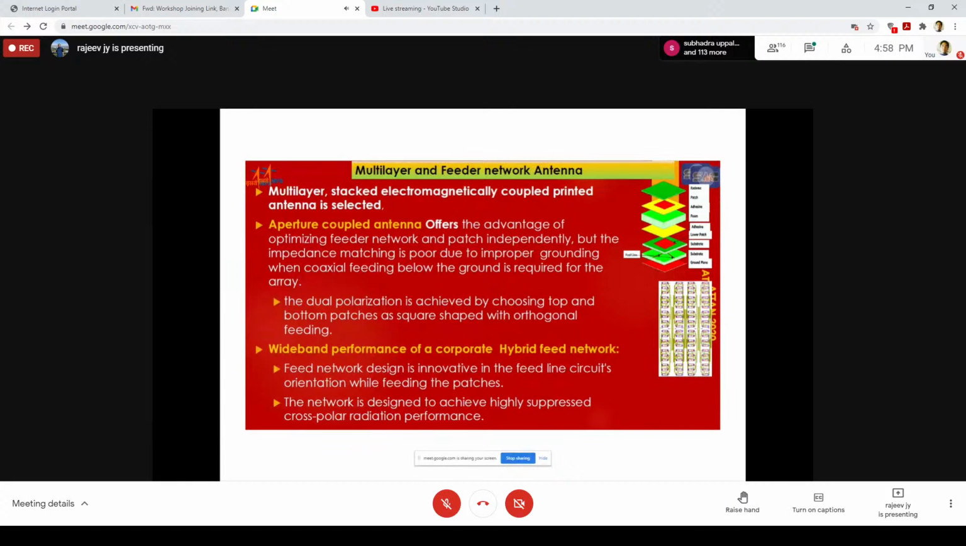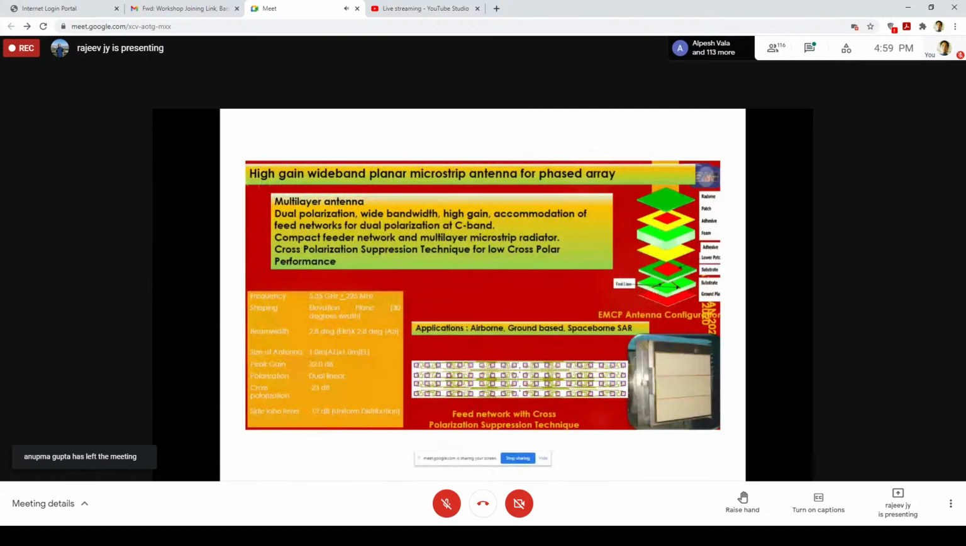When I say wideband here, normally a patch is known as a devil for low bandwidth. When I talk about wide bandwidth performance for a microstrip, I say 10% bandwidth. But when I talk about waveguide and all those things, I talk about wideband of 35, 40%, 50% bandwidth. So here, wideband means something like 10% or 12%.